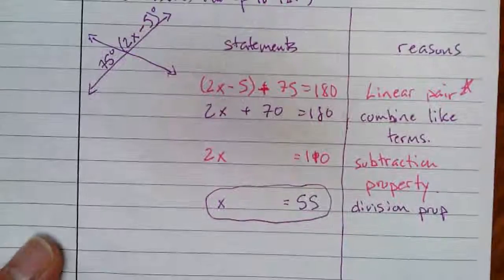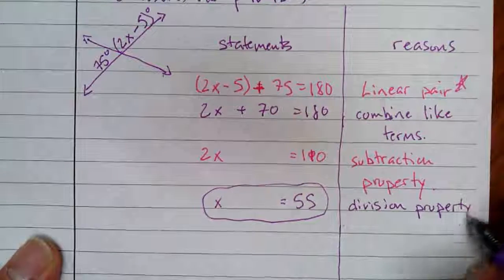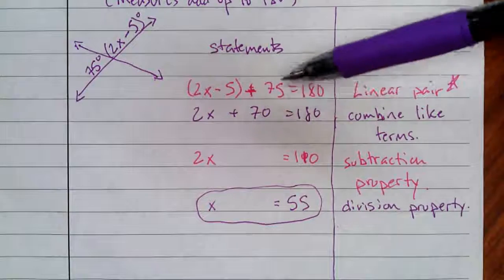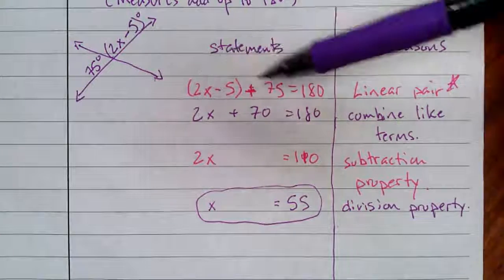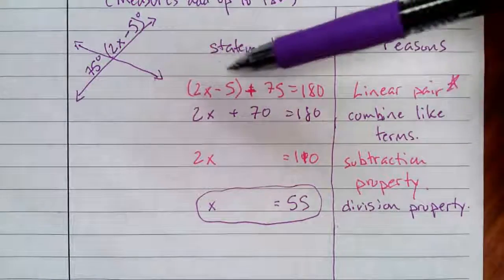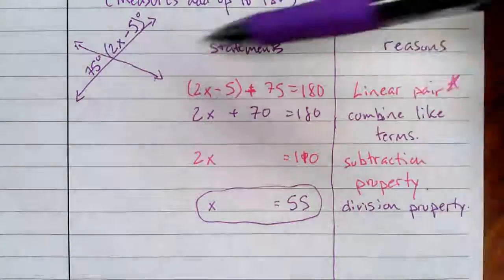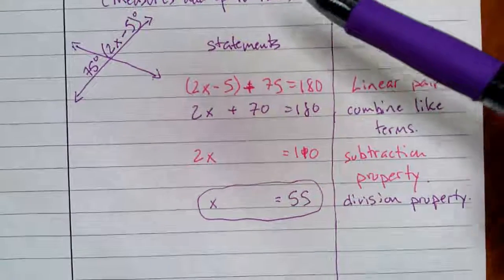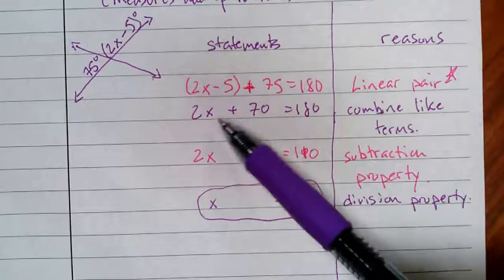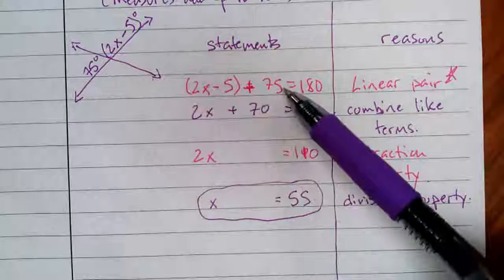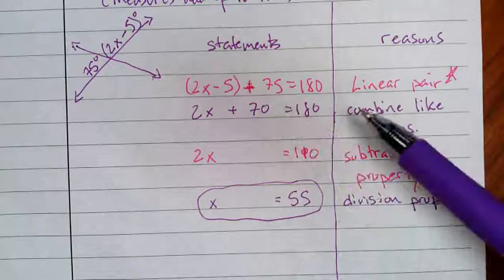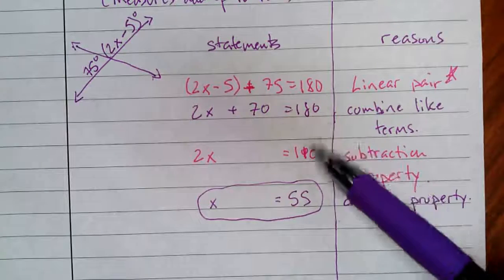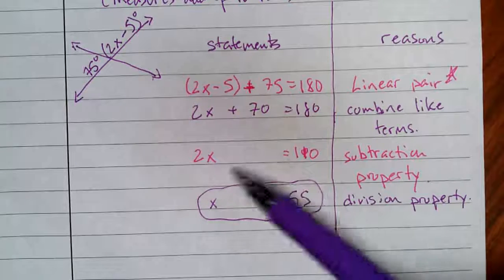Okay. So just to review, we just set up our equation. We kind of skipped a bunch of steps there. So I set up our equation, 2x minus 5 plus 75 equals 180, because these two angles have to add up to 180 because they are supplementary, because they're a linear pair. And then we combine like terms. We combine the negative 5 and the 75 to get positive 70. And then we used the subtraction property. We subtracted 70 from both sides. 180 became 110, and 2x plus 70 became just 2x.